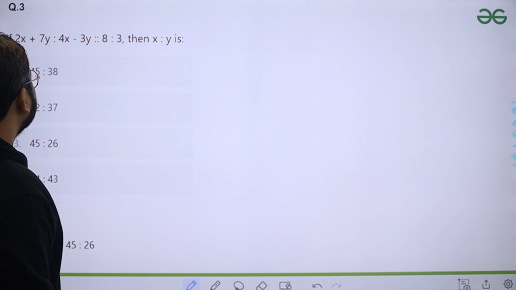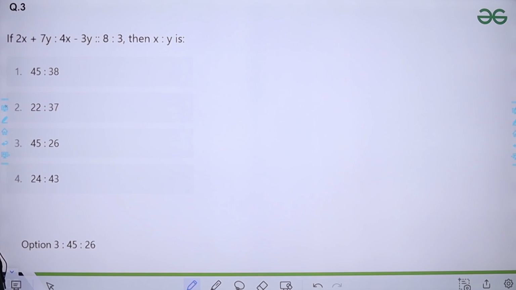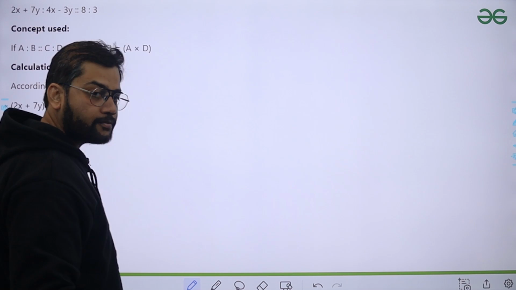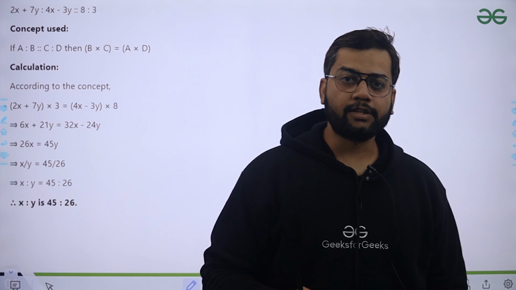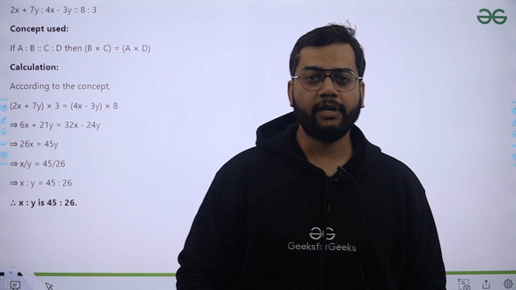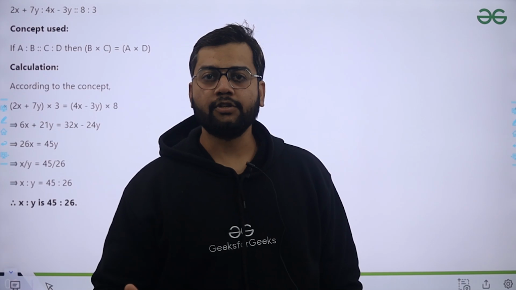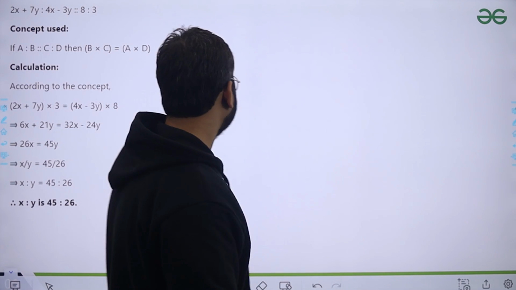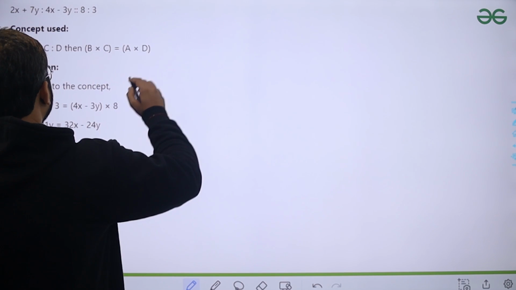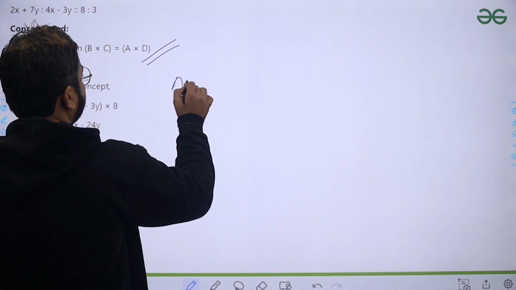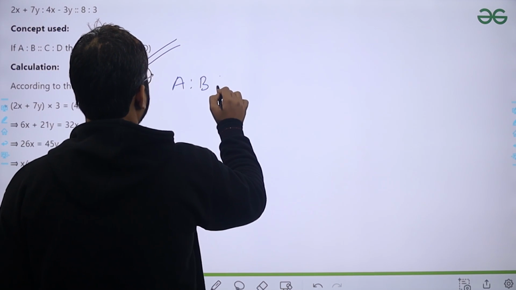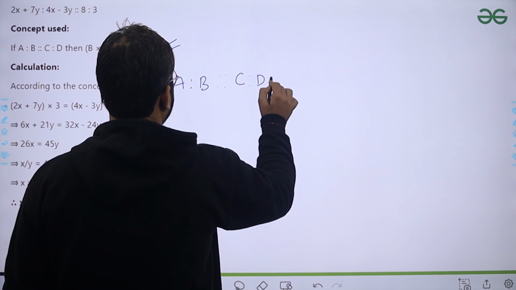Next: 2x plus 7y is to 4x minus 3y is equal to 8:3. Then what is the ratio of x and y? From the equation we can understand it is in the format of two variables, but only one equation is given. It means there will definitely be a ratio value. Suppose the value is given as a is to b is equal to c is to d.